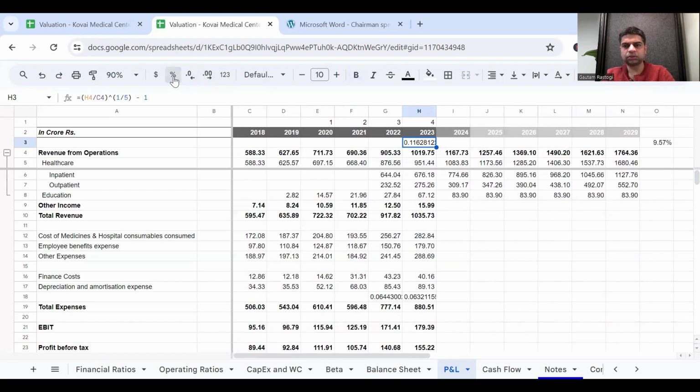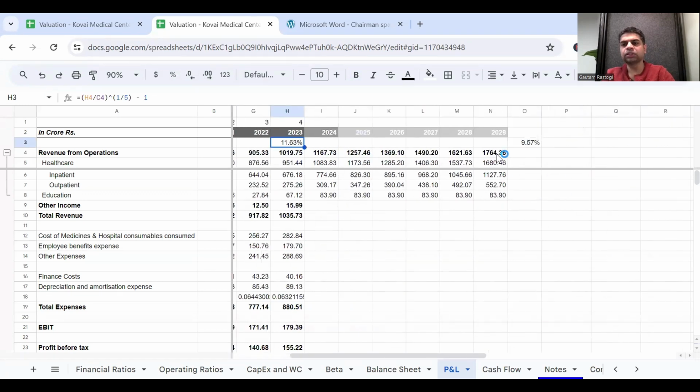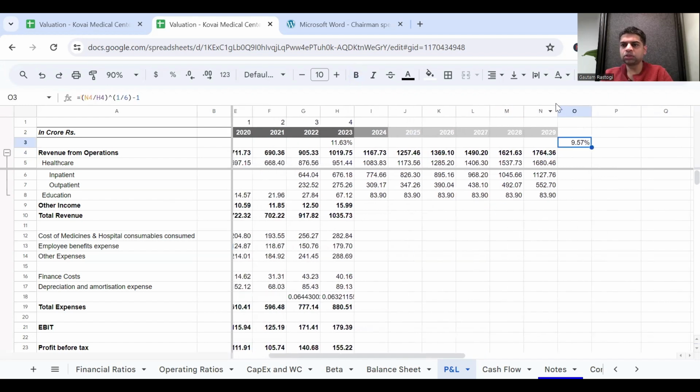It's 11.6% in the prior 5 years. In the next set of years, it's around 9.5% CAGR. Okay. So this is at least rhyming with history. It's not more, but it's not significantly lower as well.